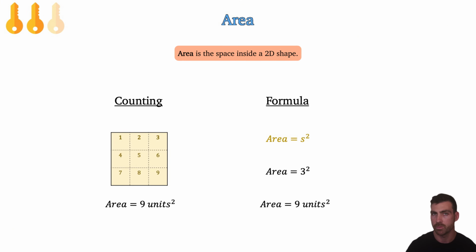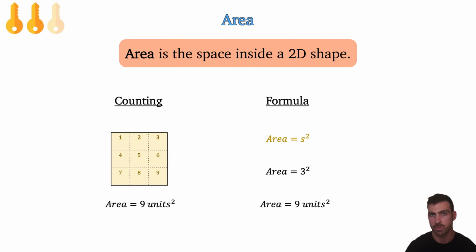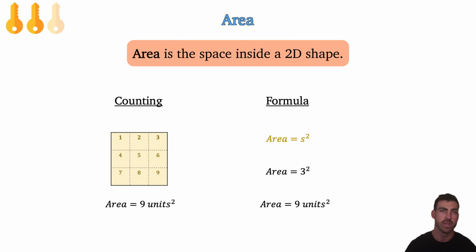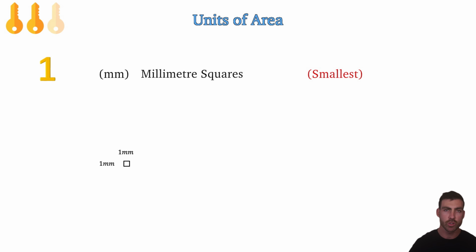But now we switch topics. This isn't length anymore. This is area. Area is the space inside a 2D shape, not a line, but a surface. And instead of counting lengths, we count squares. We can do this 2 ways: 1, counting, and 2, using the formula. These individual squares can be sized in 5 different ways.